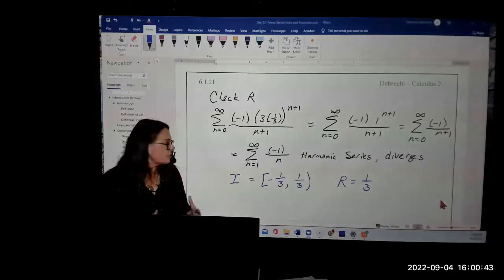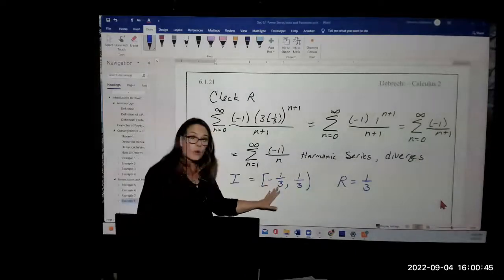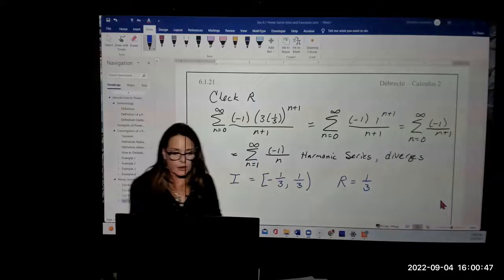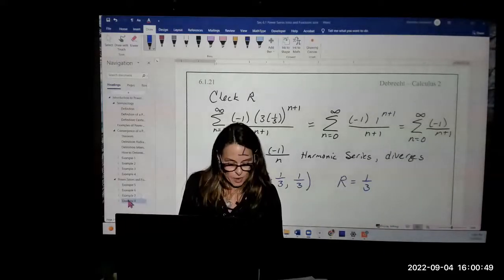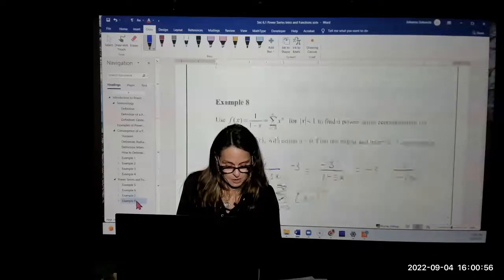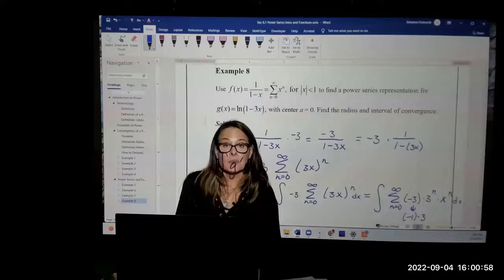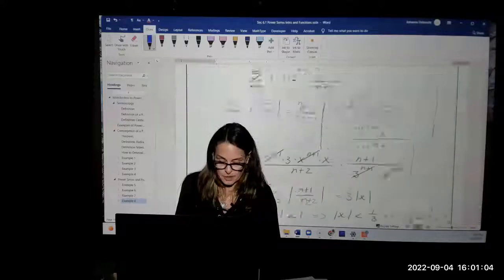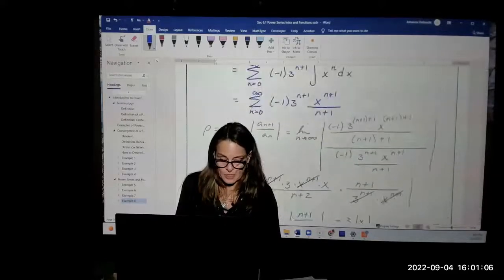So for any value of x in here, or x equal to -1/3, I can then represent the function that we had at the beginning. Oops, I went to the wrong problem. There we go, g of x, which is the natural log of 1 minus 3x. I can represent that with the power series that we got for it, which of course is this one that you see here.